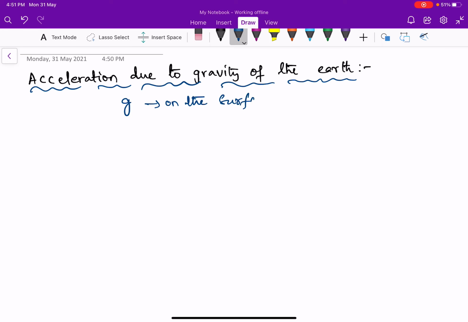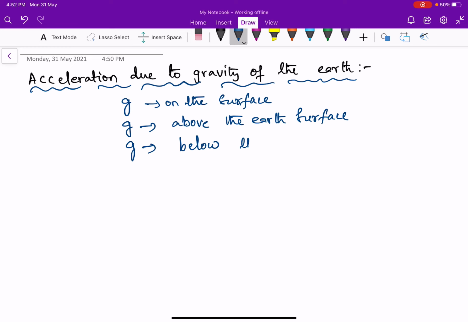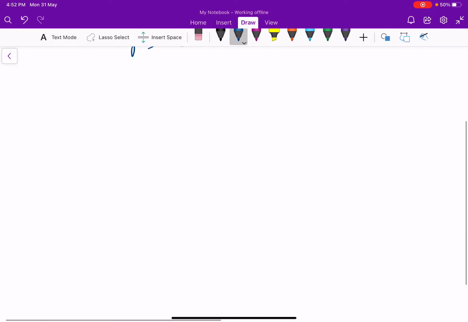g above the Earth surface, and acceleration due to gravity g below the Earth surface. These three things we are going to discuss in this topic. For this, I am considering Earth as a spherical shape.